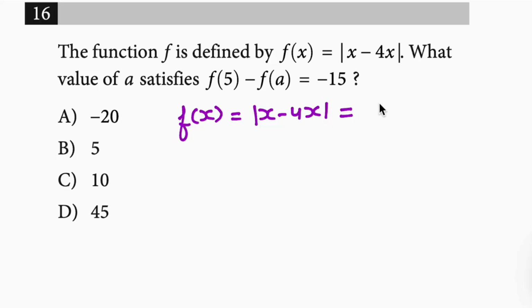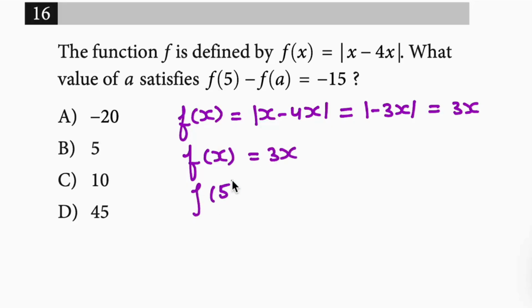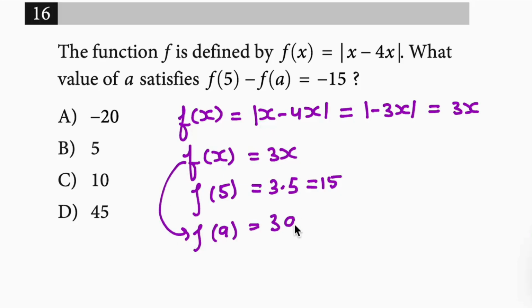So x minus 4x, these are like terms. So I can just do it like this, right? That is equal to 3x, because that is the absolute value. So f of x is equal to 3x. F of 5, replace x with 5: 3 times 5, which is 15. F of a is equal to 3a.